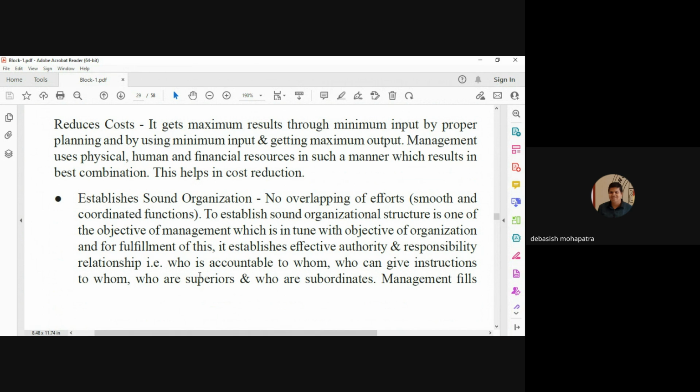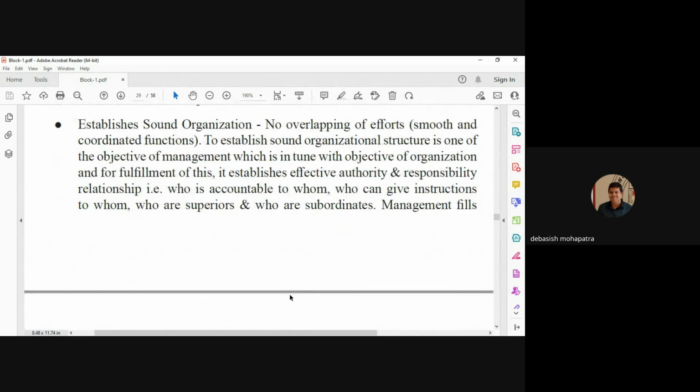Then, establish a sound organization: no overlapping of effort, smooth and coordinated function. To establish a sound organization structure is one of the objectives of management, which is in tune with the objective of the organization, and for fulfillment of this it establishes effective authority and responsibility relationships. Who is accountable to whom, who can give instructions to whom, who are supervisors and who are subordinates.